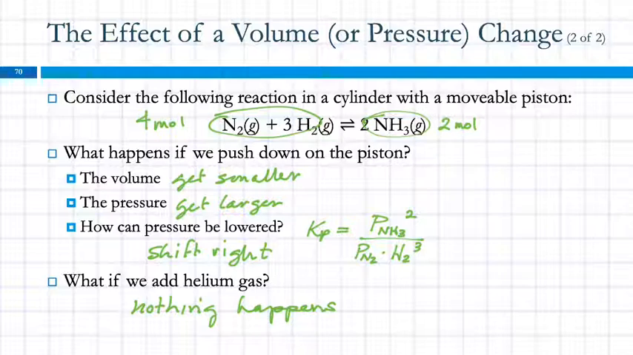Anybody else? For Kp in the denominator, are you multiplying by P of nitrogen? Or is it like, okay, so I wrote H2. I just realized, it's P H2. Yeah, brain fart. Yeah, it's the partial pressure of nitrogen times the partial pressure of hydrogen cubed in the denominator. Thanks for catching that. Anybody else?